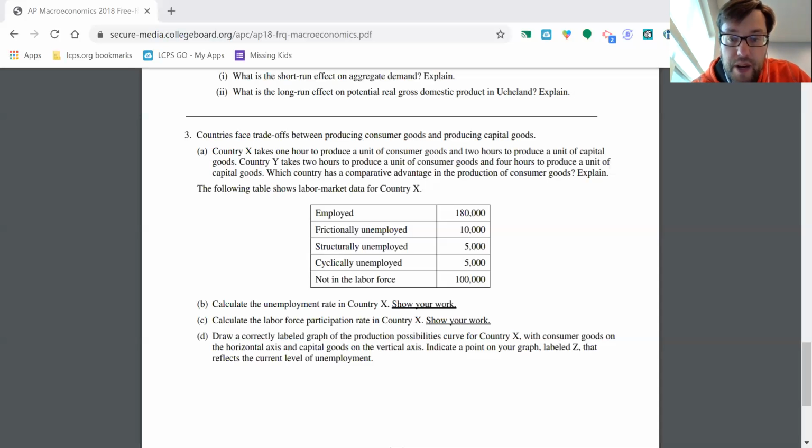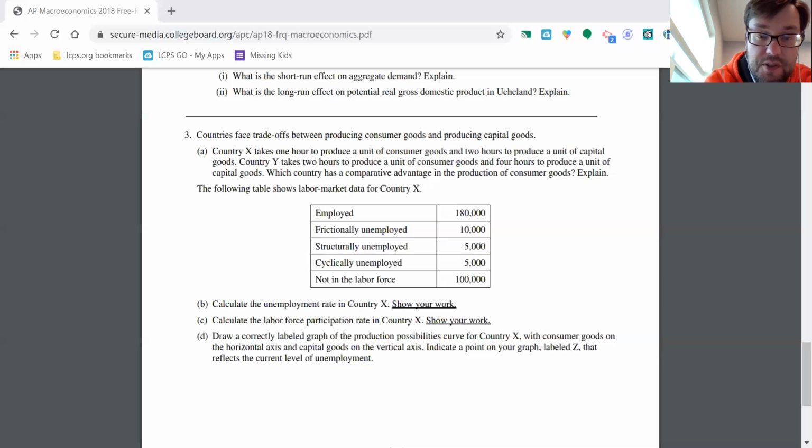Okay, so let's go to part D. Draw a correctly labeled graph. Here, let's create some room down here. Erase that quick. Okay. Draw a correctly labeled graph of the PPC, production possibilities curve for country X, with consumer goods on the horizontal axis and capital goods on the vertical axis. Indicate a point on your graph labeled Z that reflects the current level of unemployment.